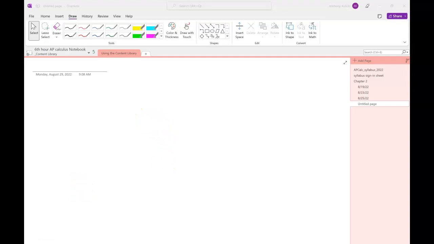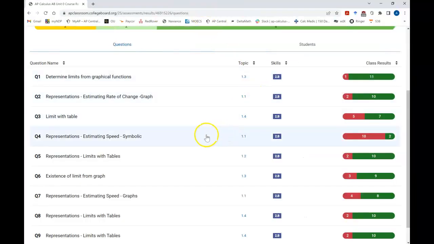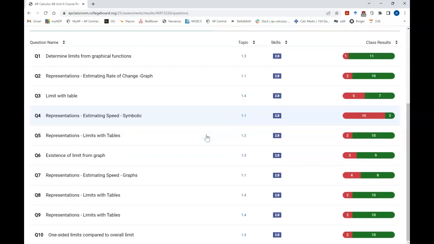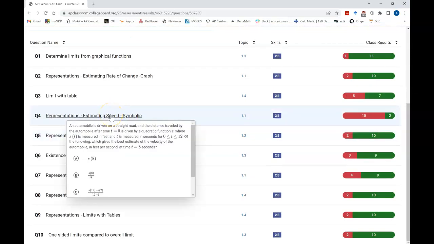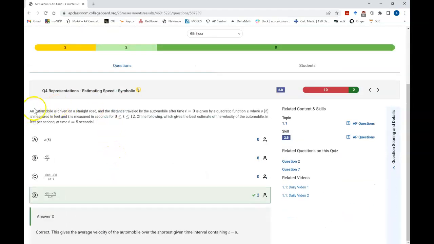I want to talk a little bit about a couple of the questions that I had assigned through the AP site. So it looks like question four in general we had a tough time with. So let's go through this. This was a story problem.